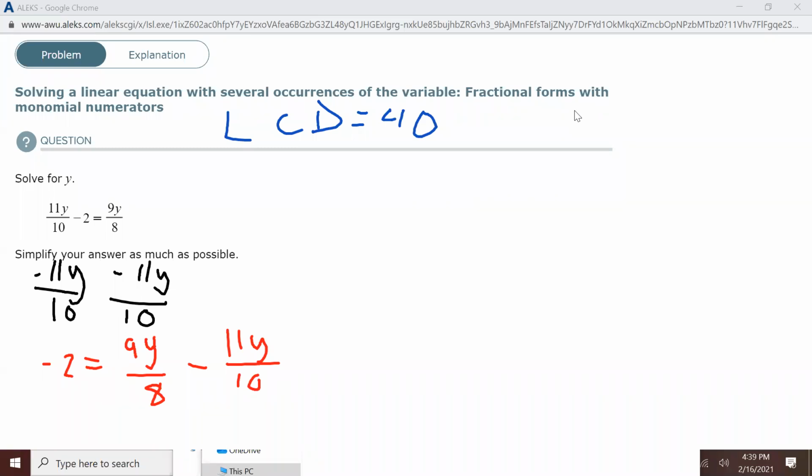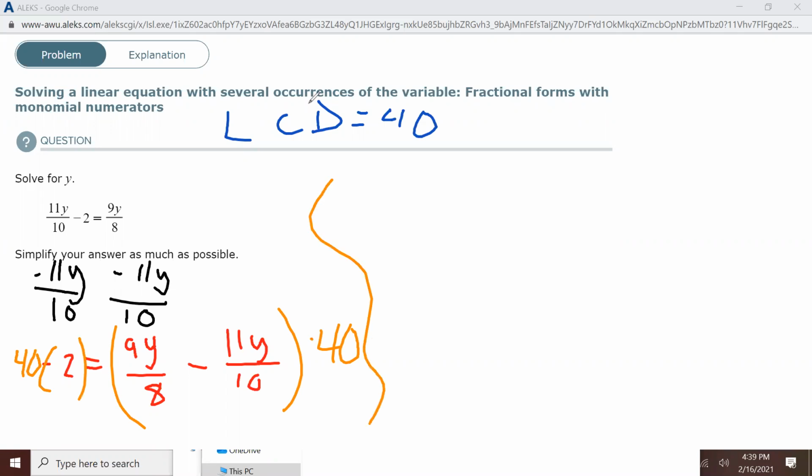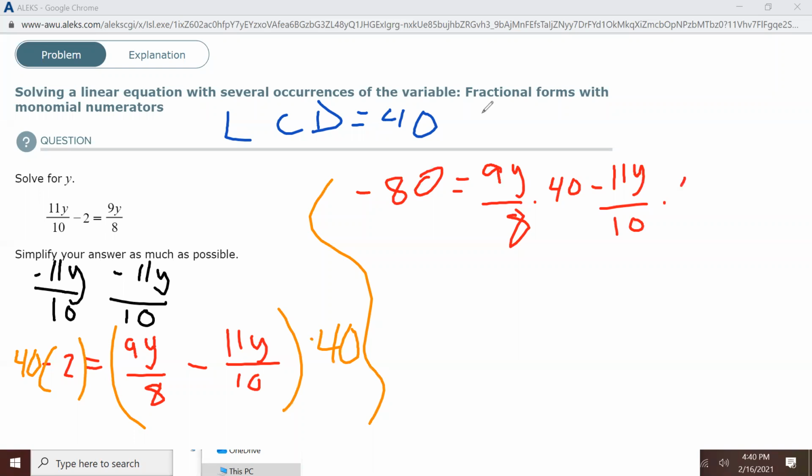So that is what we will multiply both sides of the equation by. So I'll multiply the right side by 40, and I'll multiply the left side by 40. So on the left side, I get negative 80. That's the easy one. And on the right side, I get 9y over 8 times 40 minus 11y over 10 times 40.